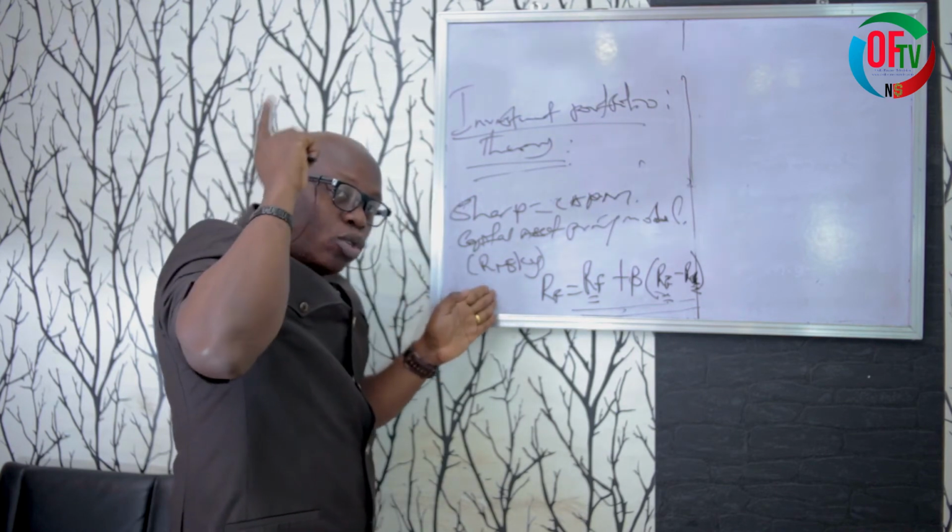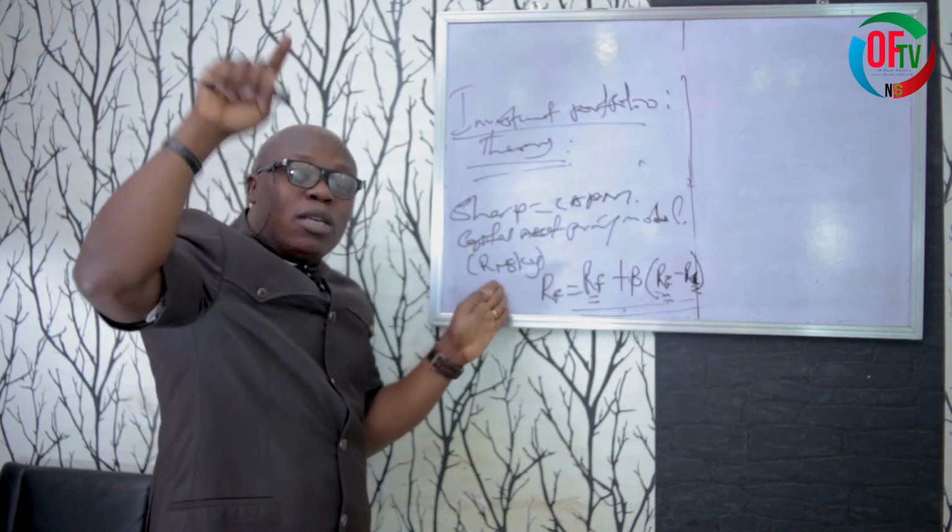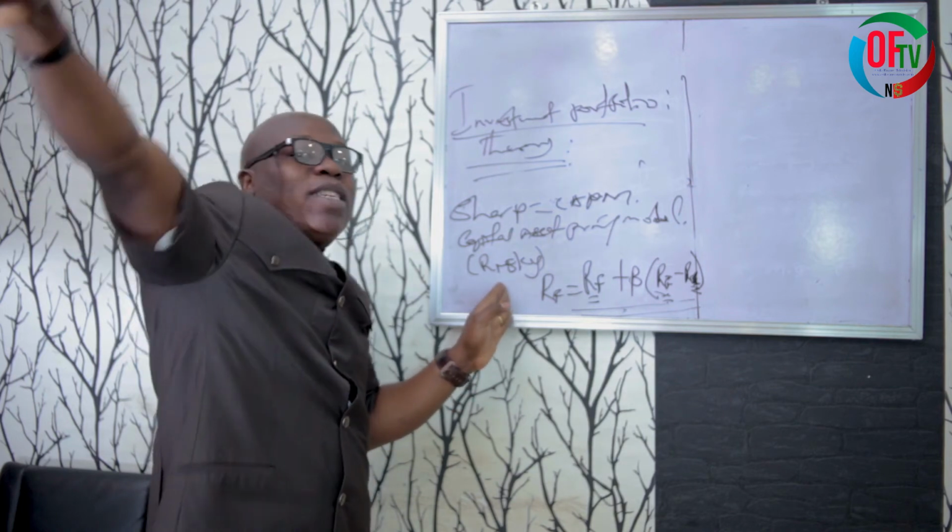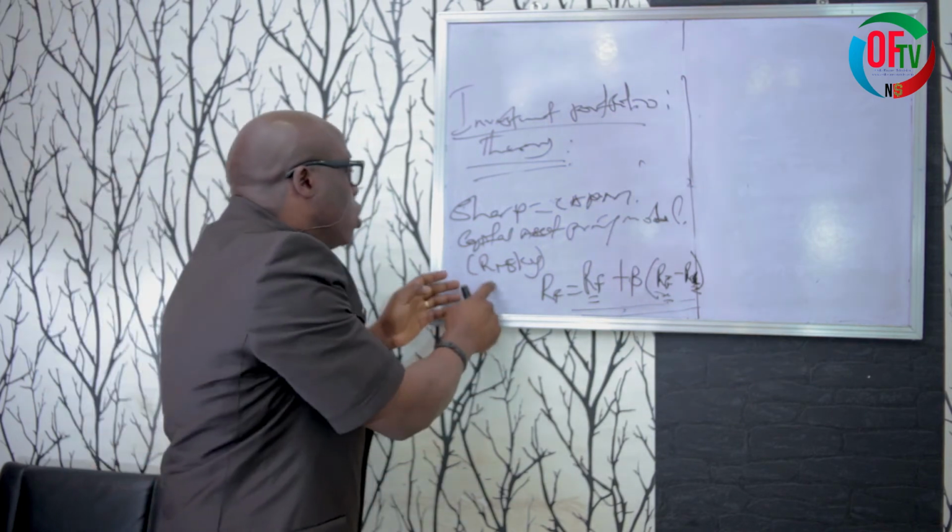But however, don't also forget that Markowitz also talked about what? Diversification. But when you diversify and you know that the business is too risky, adopt what? Sharpe theory.